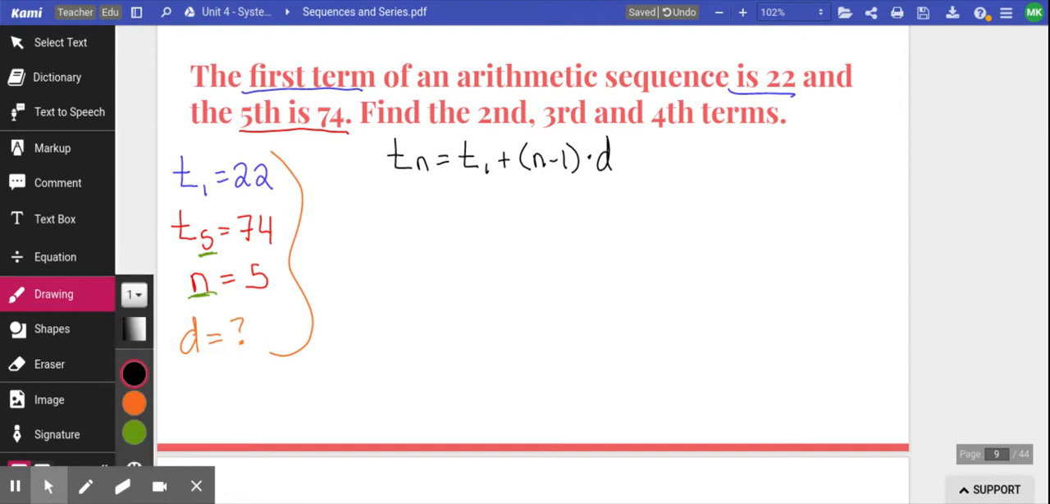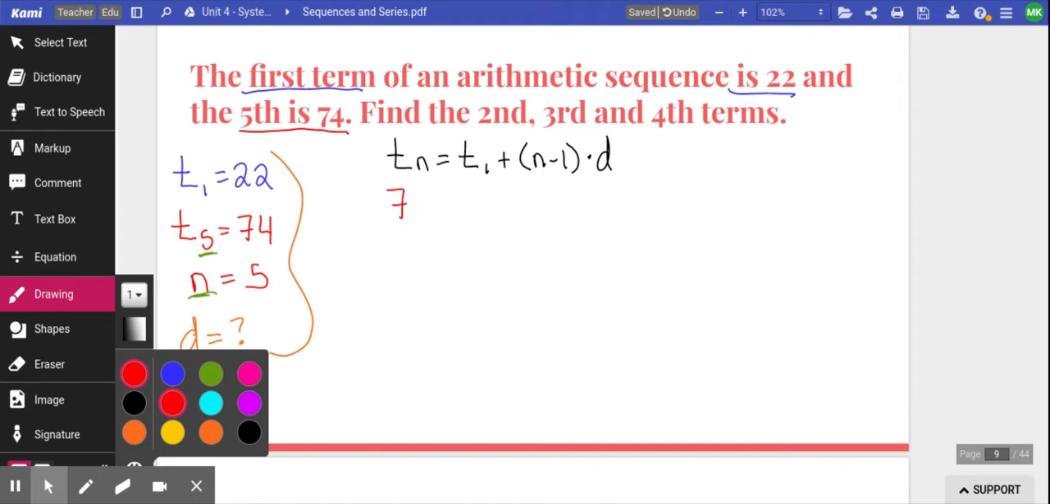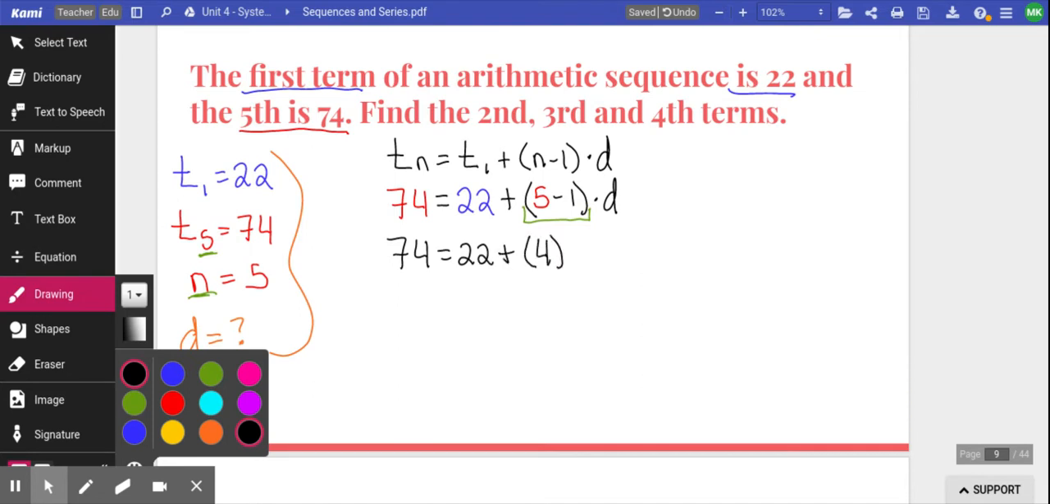So when I put in all those pieces, I'm going to have 74 equals 22 plus n is 5 minus 1 times d. I'm going to calculate this first to make this 74 equals 22 plus 4 times d. And then I can start isolating. So I'm going to move my 22 over. That gives me 52 equals 4d. And then we divide by 4.